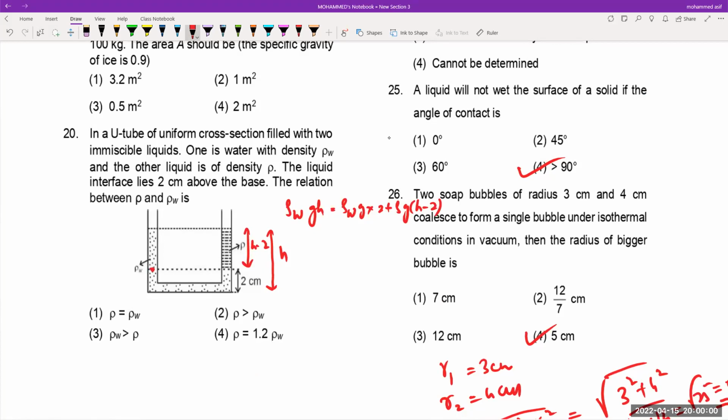Pressure at this point A must be equal to pressure at point B. तो दोनों की इक्वेट कर लीजिए, that will give me density of water will be equal to rho.